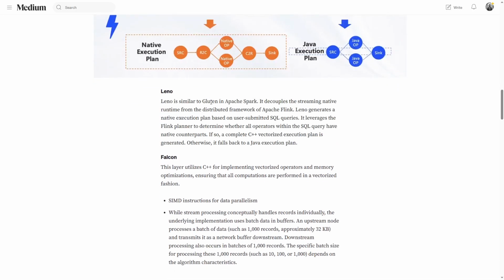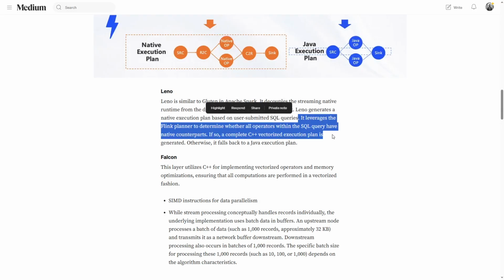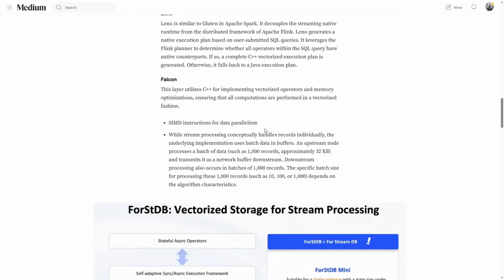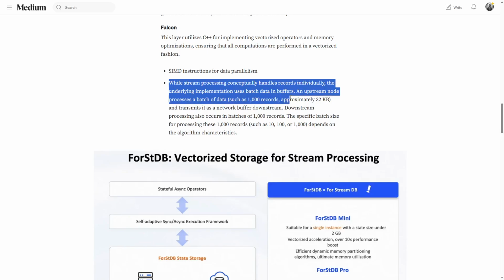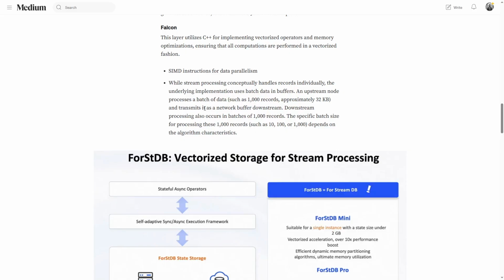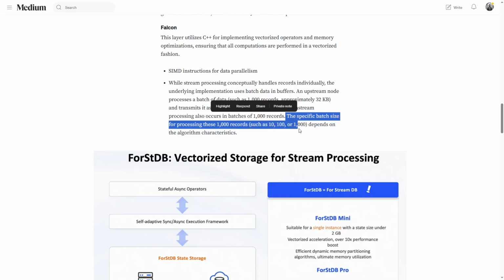So again, as I mentioned, Leno is similar to Gluten for Spark, and it will create a native plan and hand it over to the C++ engine. Falcon uses C++ vectorization. It also uses SIMD for data parallelism, and this is where I was talking about how it leverages the batch part. Let's say we have an upstream node which processes batches of roughly 32 KB and transmits them as a network buffer. Downstream processing also occurs in batches of 1,000 records. The specific batch size for processing these records depends on the algorithm or the characteristics that we have.